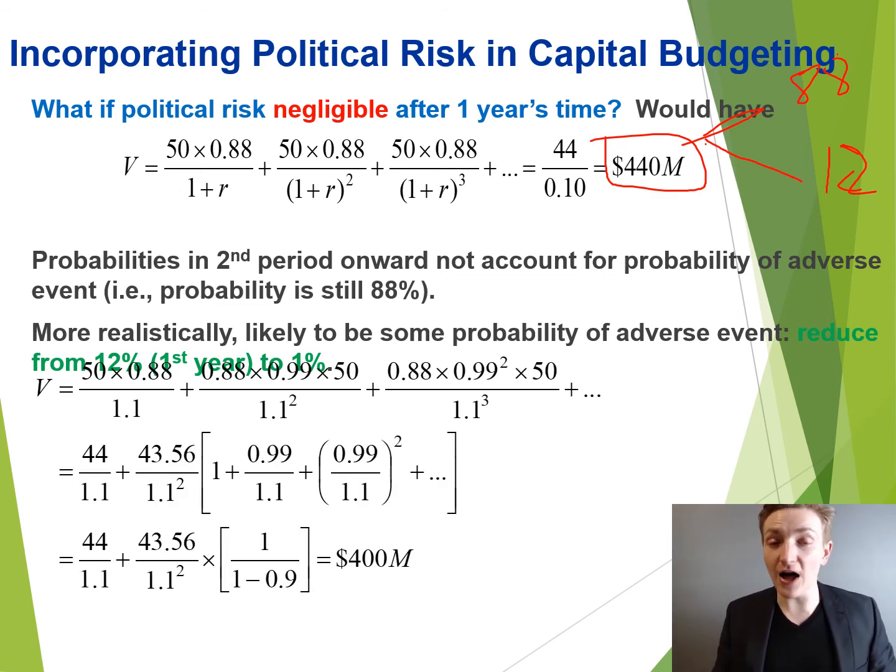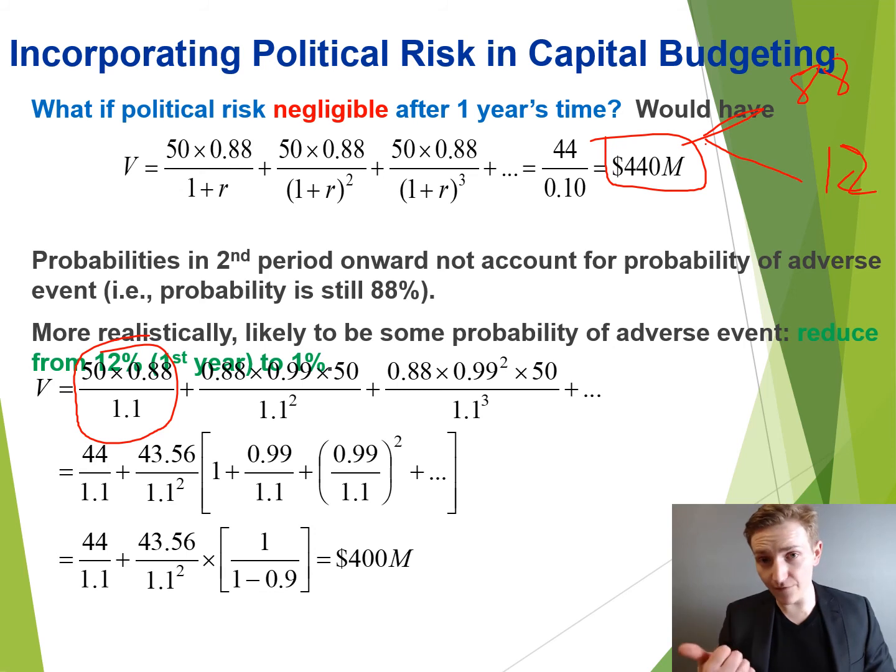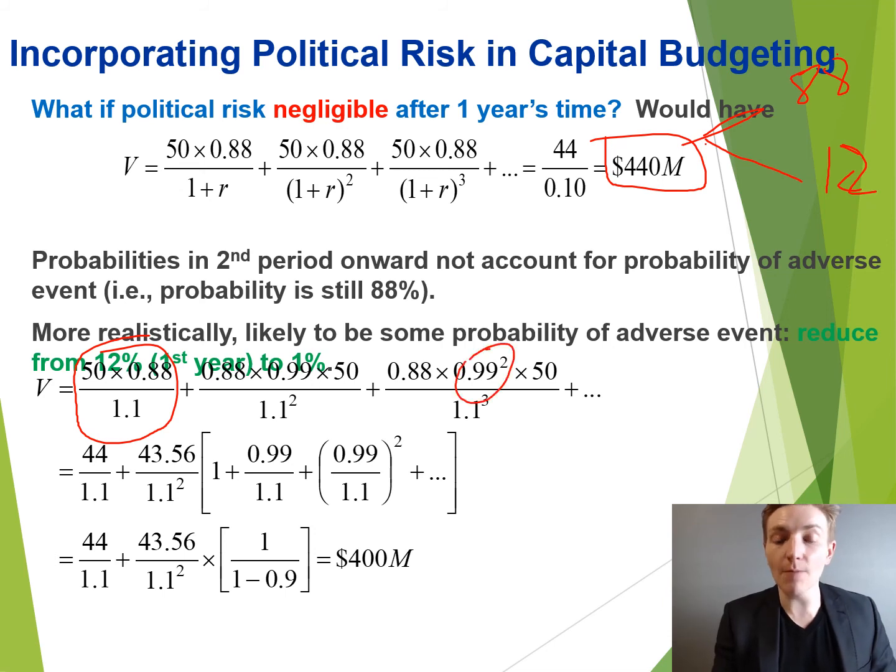So here, for example, our first cash flow occurs with 88% probability. So 88% multiplied by 50 over 1.1, which was our cost of capital here. Now, say we look at our second cash flow. Our second cash flow occurs with the probability of lasting the first year and lasting the second year. So 88% multiplied by 99%. The third cash flow occurs with probability of lasting all of the years. So 88% by 99% by 99% again. So we effectively have multiplied it 3 times. So you'll notice this 99% starts to compound over time.